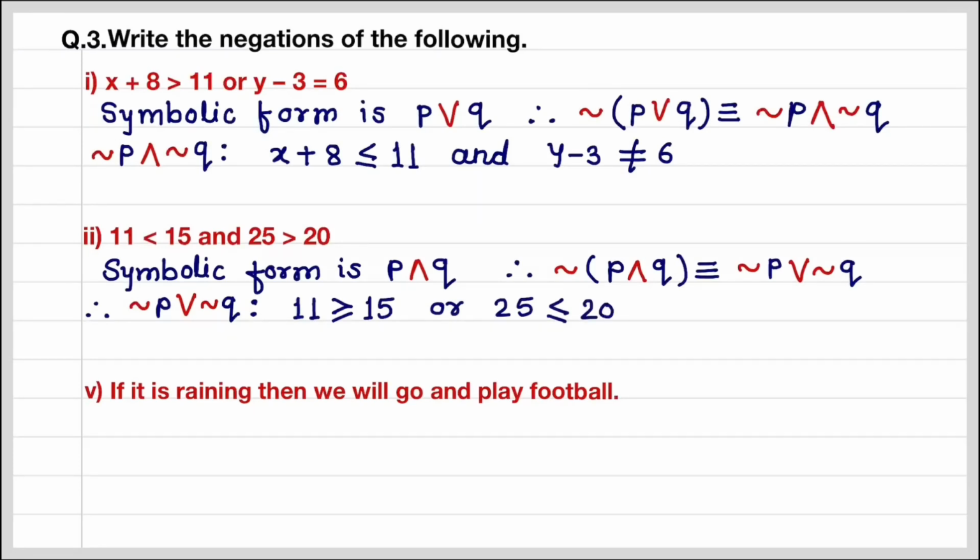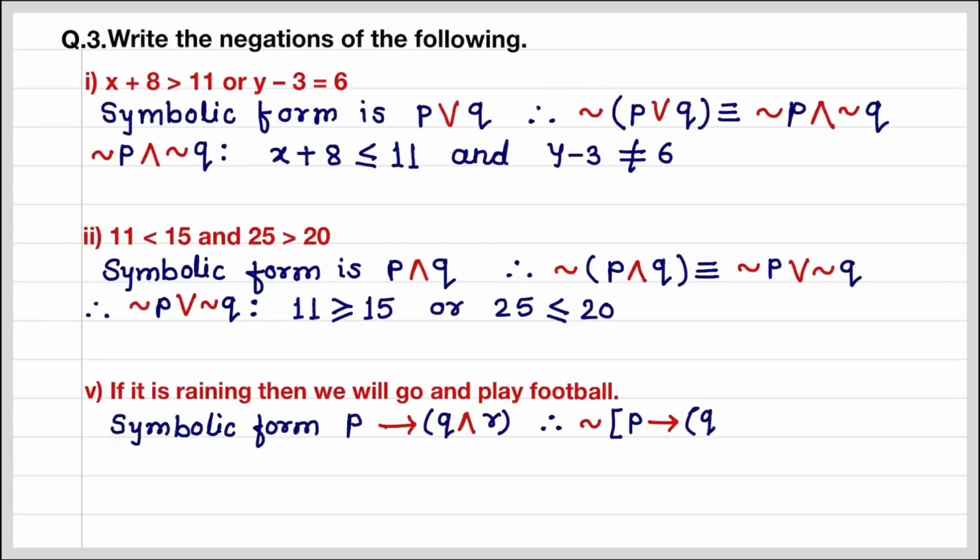Now fifth example, if it is raining, then we will go and play football. Here the logical connective used is if then. Therefore symbolic form is P implies Q, but the second statement is a conjunction of two statements. Therefore it will be P implies Q and R. Here P is it is raining, Q is we will go and R is we will play football.